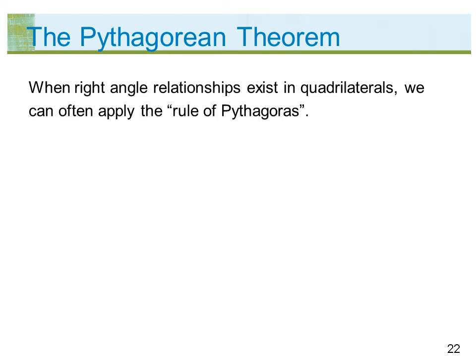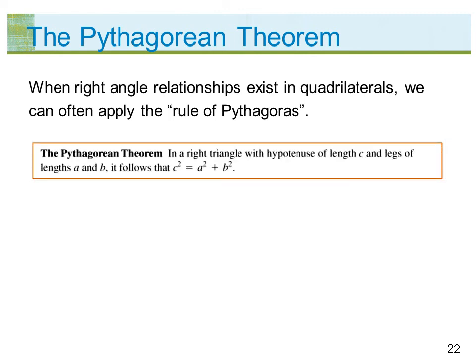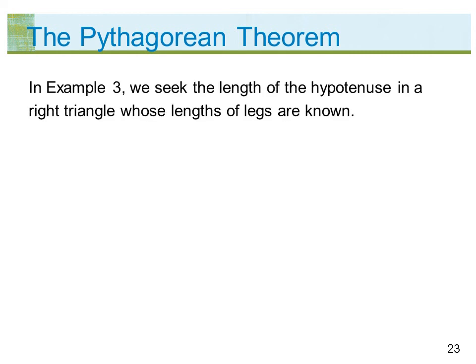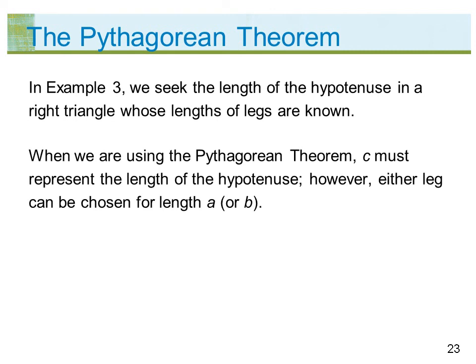When right angle relationships exist in quadrilaterals, we can often apply the rule of Pythagoras. The Pythagorean theorem: in a right triangle with hypotenuse of length C and legs of lengths A and B, it follows that C squared equals A squared plus B squared. Provided that the lengths of two of the sides of a right triangle are known, the Pythagorean theorem can be applied to determine the length of the third side. In example 3, we seek the length of the hypotenuse in a right triangle, whose lengths of legs are known. When we are using the Pythagorean theorem, C must represent the length of the hypotenuse. However, either leg can be chosen for length A or B.